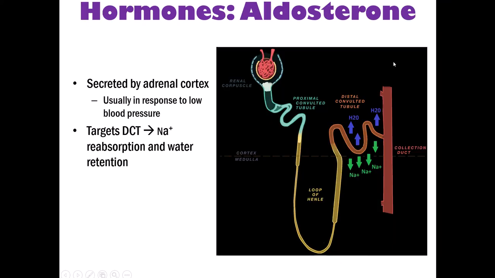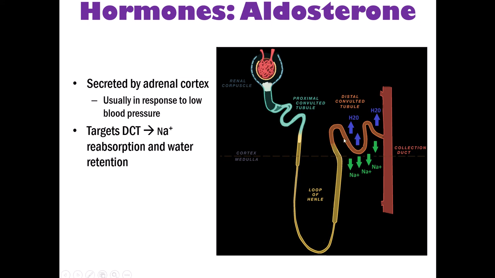Now, aldosterone also results in water reabsorption, but its triggers are a little different and its targets are a little different. Aldosterone is made by the adrenal cortex, typically in response to low blood pressure. So if, for instance, you have a low blood pressure for whatever reason, low heart rate, hemorrhaging, blood loss, high levels of vasodilation in your blood vessels, if your blood pressure decreases for whatever reason, that will lead to aldosterone being released from the adrenal cortex.